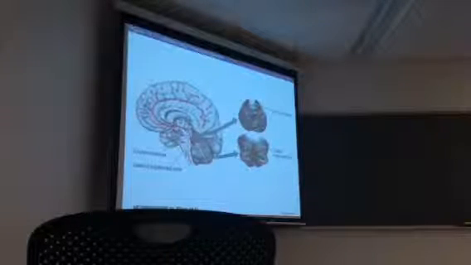Are the projection systems in a particular system? In the case of the noradrenergic projection system, the cell bodies are in the reticular formation. This is the reticular formation right here. This just about defines the reticular formation.